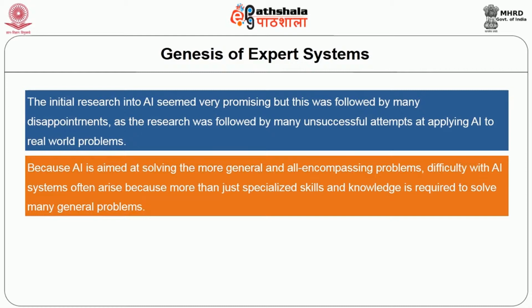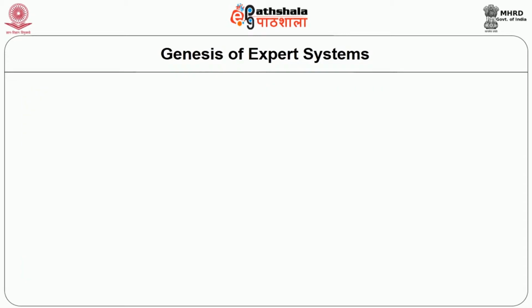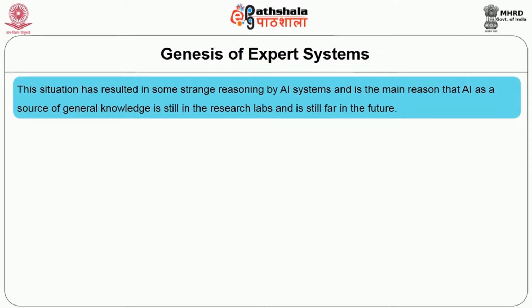Difficulty with artificial intelligence systems often arises because more than just specialized skill and knowledge is required to solve many general problems. In fact, the common knowledge that most of us use extensively on a day-to-day basis for decision-making tends to be the most lacking in artificial intelligence systems and is therefore the dominant reason for the failure. The situation has resulted in poor reasoning by AI systems and is the main reason that artificial intelligence as a source of general knowledge is still in the research lab and is still far in the future.